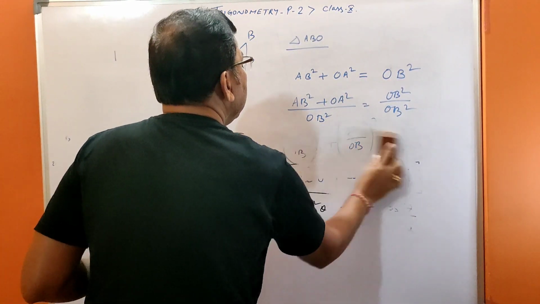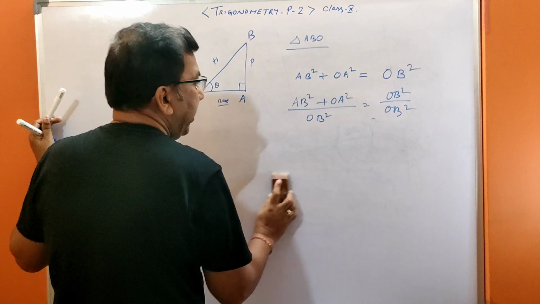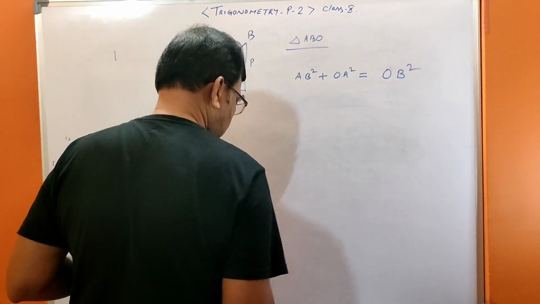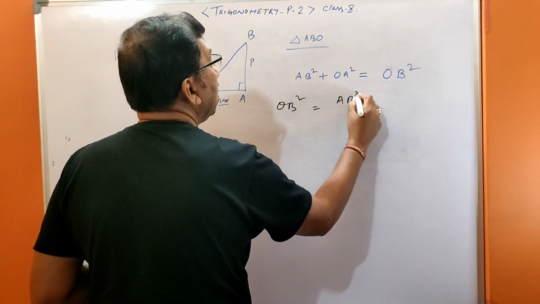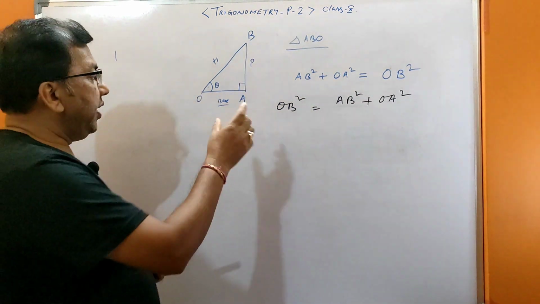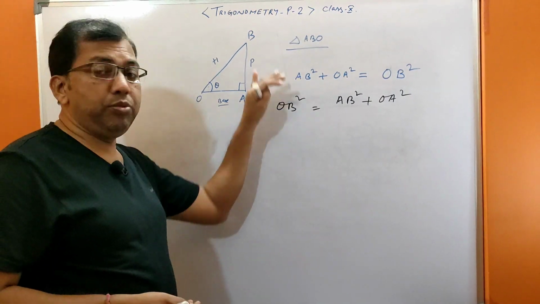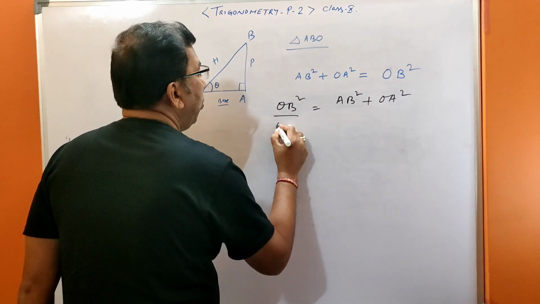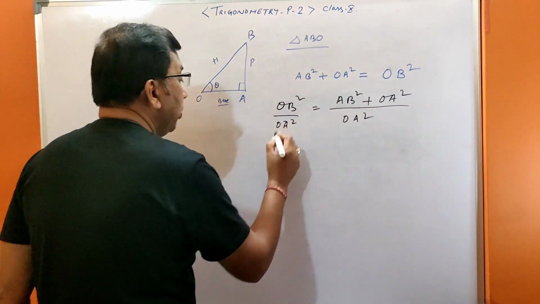Now, applying the same thing again, what do you see? OB square equals to AB square plus OA square. How do we divide? You can divide both sides by OB square, OA square or AB square, anything. Suppose we divide both sides by OA square.